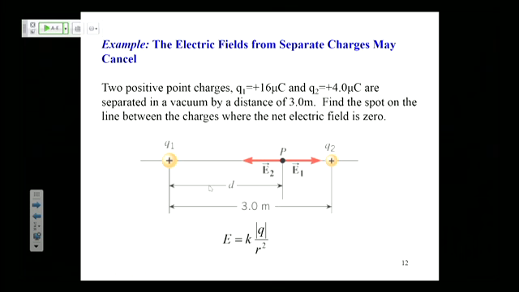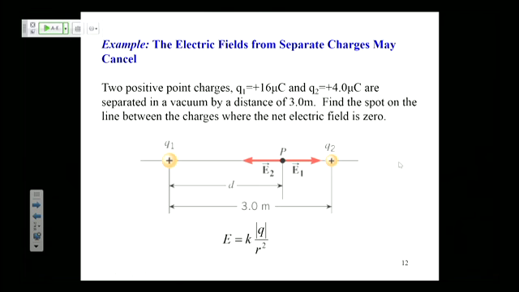This example helps us to understand this concept of superposition. We have two positive point charges, Q1, 16 microcoulomb, Q2, 4 microcoulomb, separated in vacuum by a distance of 3 meters. So this is the distance separating Q1 from Q2. Find the spot on the line between the charges where the net electric field is 0.